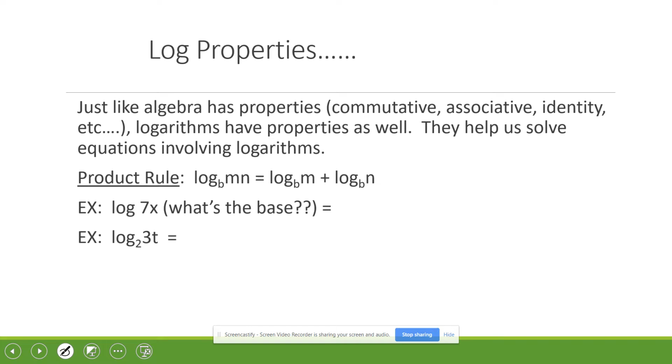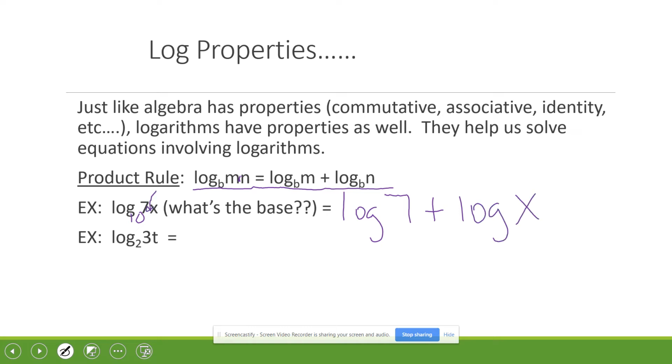So we have our product rule here. Log base b of m times n. Remember, this is multiplication. We can separate that out into log base b of m plus log base b of n. So our first example, log of 7x. First of all, what's the base? Because there's no base written there. Well, it's base 10. So if I'm separating this out, I have log of 7. Remember, we don't write base 10, plus log x.